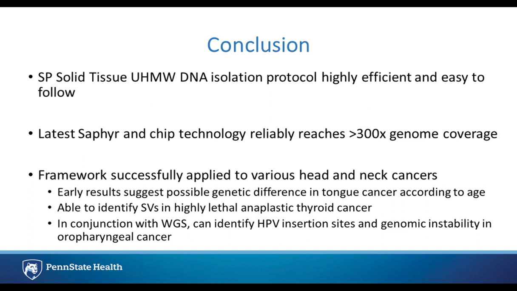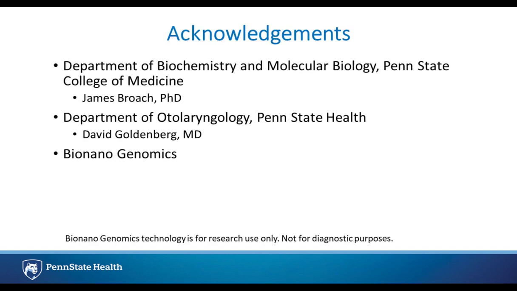Now, for tongue cancer, there are some early results that suggest possible genetic differences between young and elderly tongue cancer. I'm able to identify a variety of structural variants in highly lethal anaplastic thyroid cancer. And in conjunction with whole genome sequencing, I've been able to identify HPV insertion sites in association with high genomic instability with HPV integration.